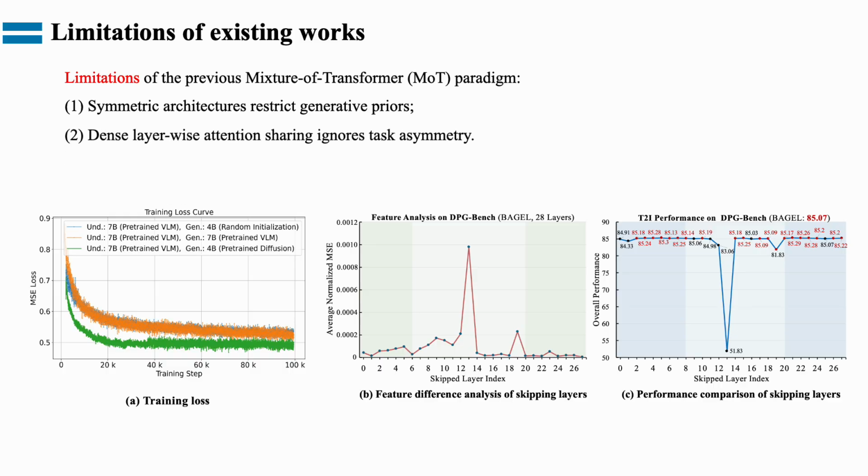Second, dense layer-wise attention sharing overlooks task asymmetry. Understanding tasks heavily rely on high-level semantic reasoning, whereas generation demands fine-grained, low-level structural modeling. Forcing all layers to share multimodal self-attention inevitably interferes with learning the task-specific feature spaces required by each branch.